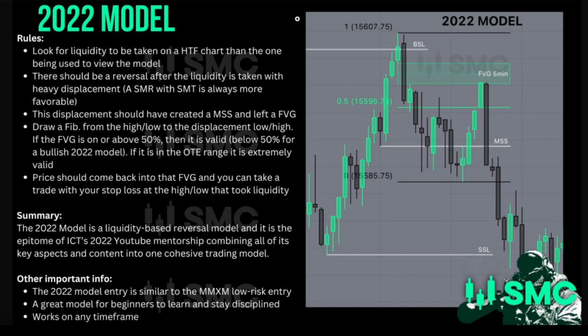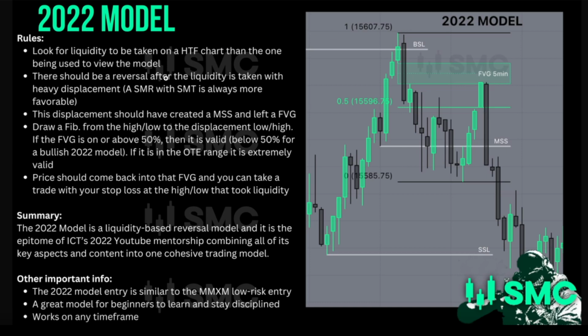So the first thing is you want to look for liquidity to be taken out on a higher time frame chart than the one being used to view the model. So say we're viewing price action on the 15 minute. We want to see price take out obvious liquidity on the 1 hour or above. In this example, you can't see the liquidity, but you want it to be an obvious liquidity that the market is targeting. So you want that liquidity to be taken out, and that leads us to our next step.